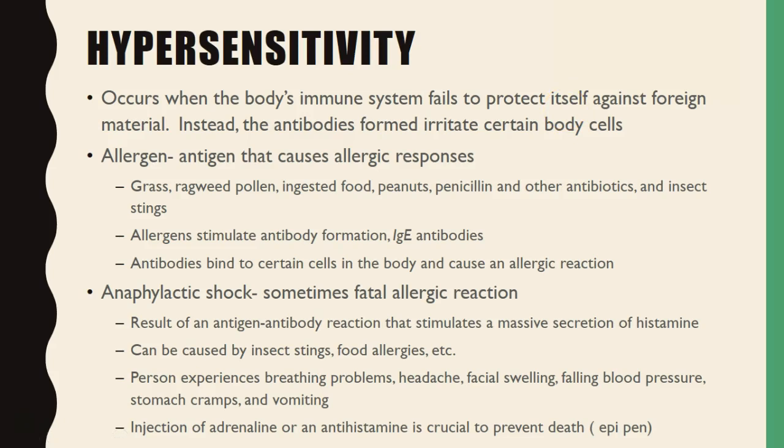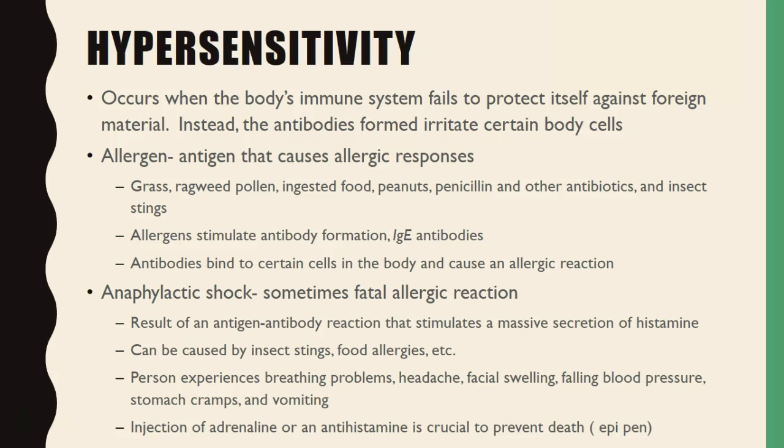Hypersensitivity occurs when the body's immune system fails to protect itself against foreign material. Instead, the antibodies formed irritate certain body cells. And we use the term allergen to mean the antigen that causes allergic responses. So there are some substances that you might be exposed to that would cause an allergic response, but they're not really harmful to most people, like ragweed pollen and peanuts or penicillin, an antibiotic, or insect stings. And most people aren't allergic to them, but if you are, then we call these types of antigens allergens.